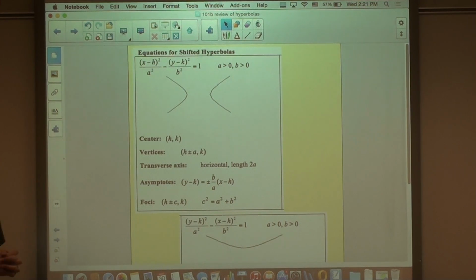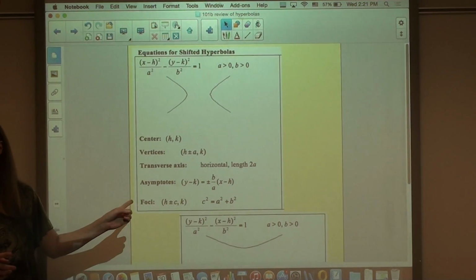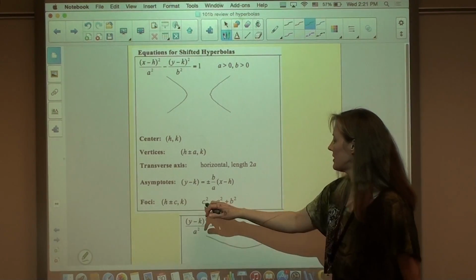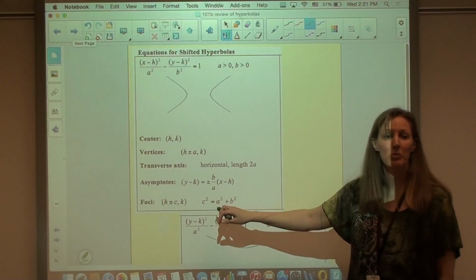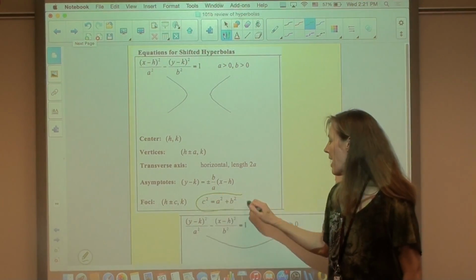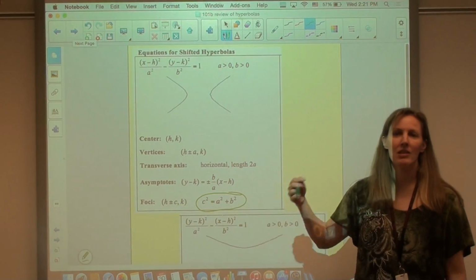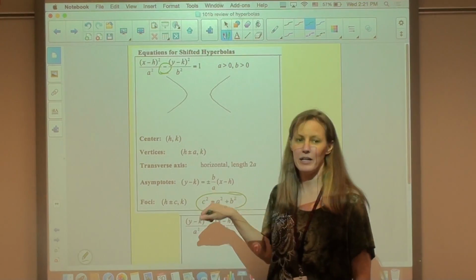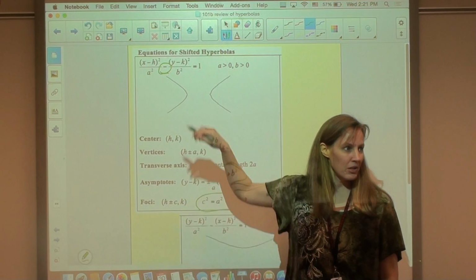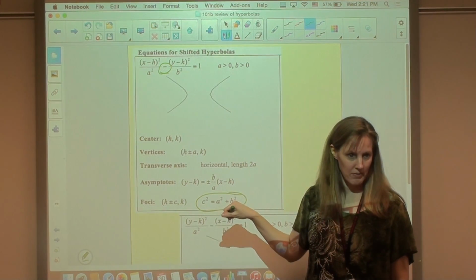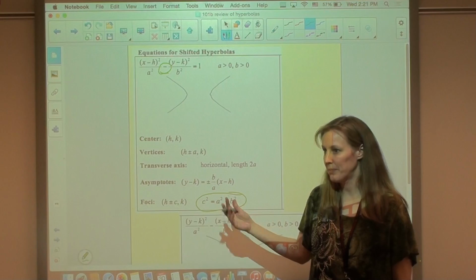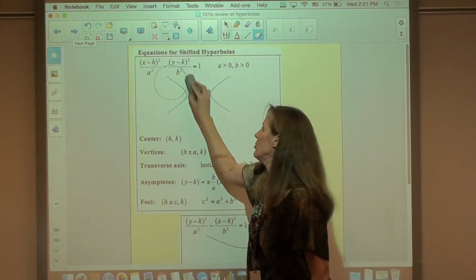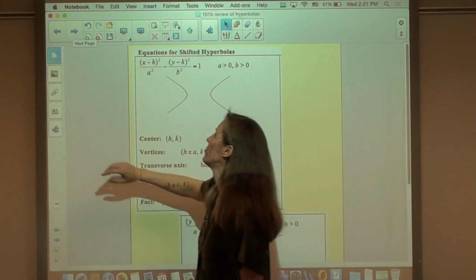The foci of the hyperbola, this is the other difference between ellipses. For ellipses, it's c squared equals a squared minus b squared. You subtract. For hyperbolas, you add. I like to think that both of the signs change, right? In an ellipse, you have a plus here and a minus with your c. And with a hyperbola, you have a minus here and a plus with your c. It's easiest for me to teach you if we just walk through an example.